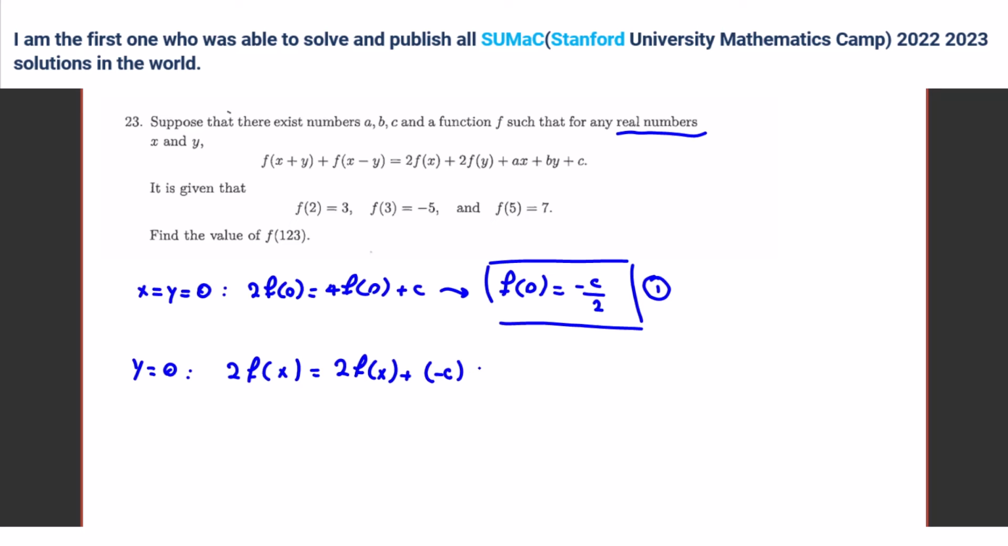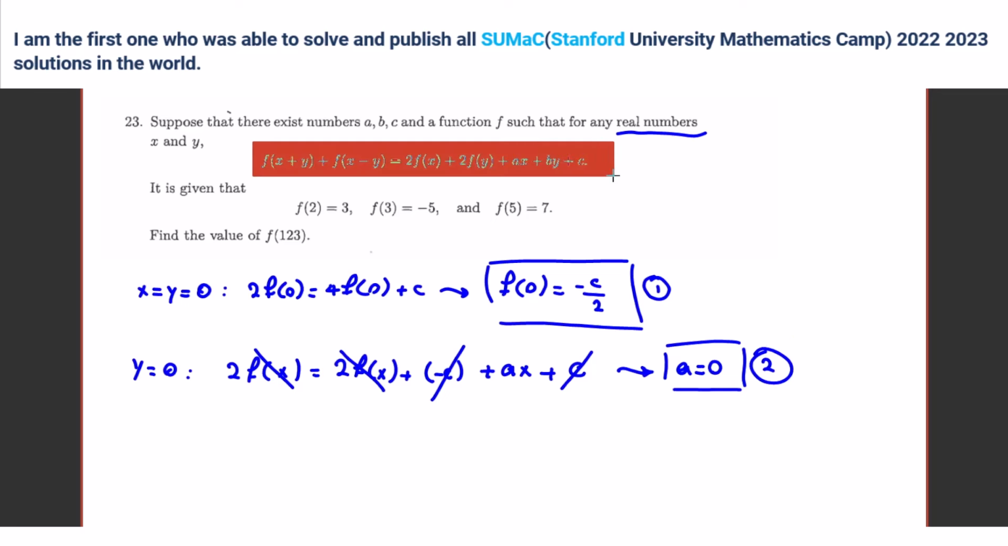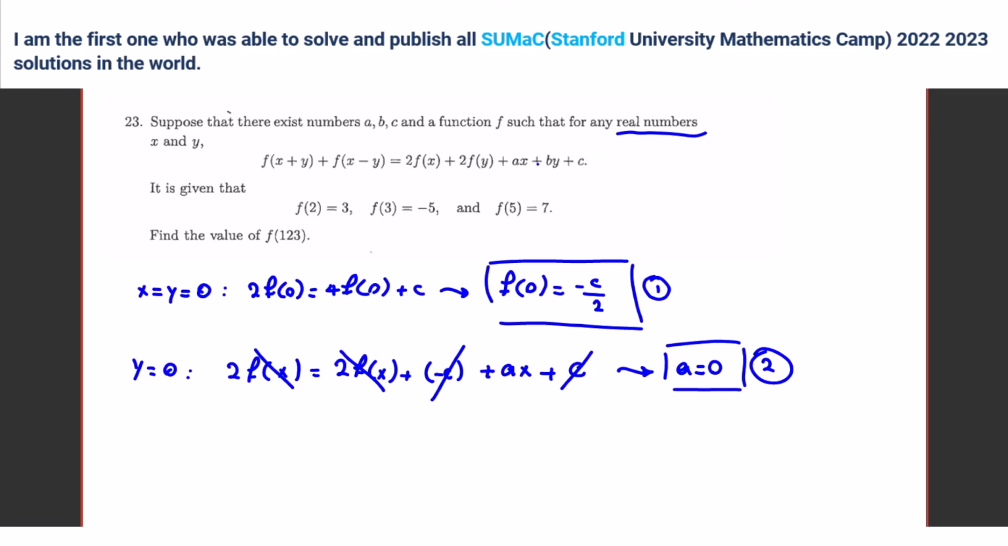Then what? Plus AX plus c. So this one and this one will be cancelled, right? This one and this one will be cancelled. So what can we conclude? AX equals 0, so A equals 0. Yes, because X can be any real number. So, good result. We found A. Now we can ignore this, right?